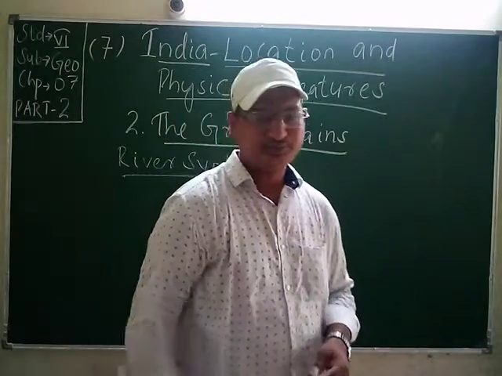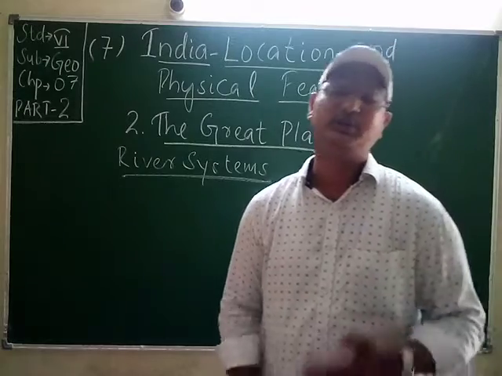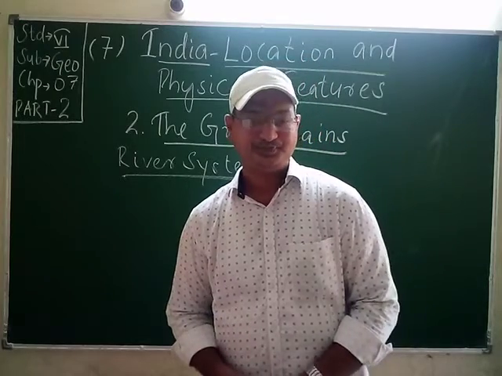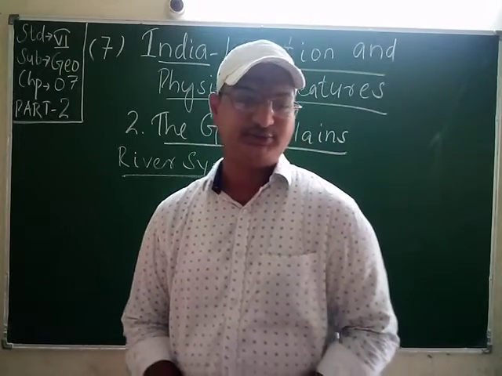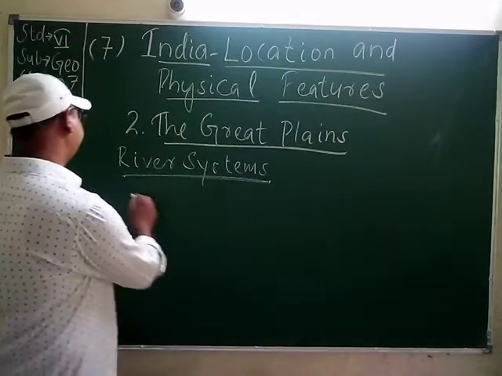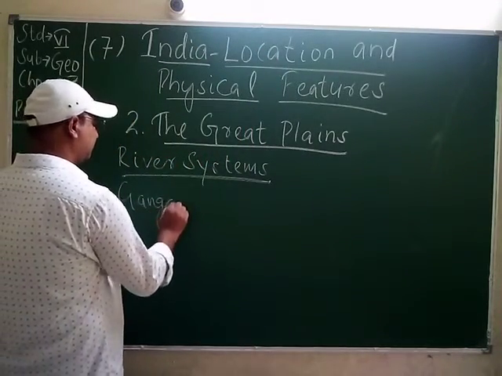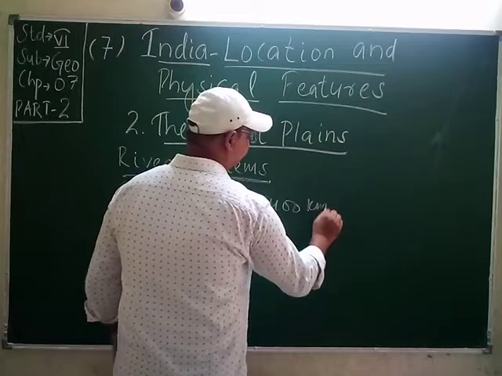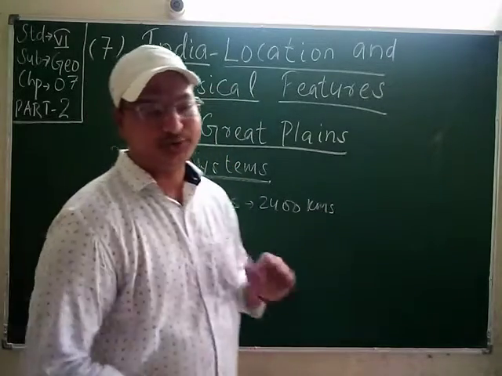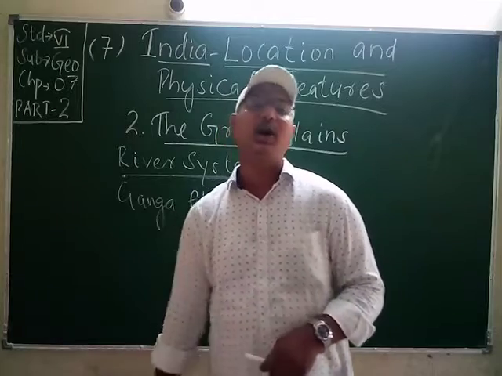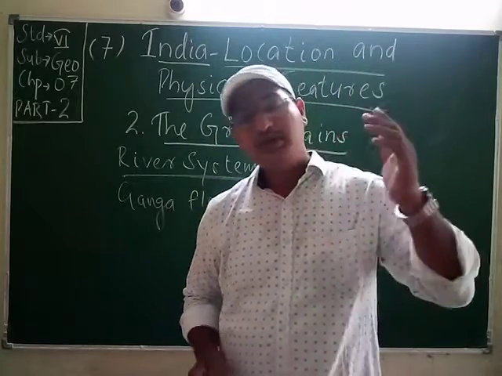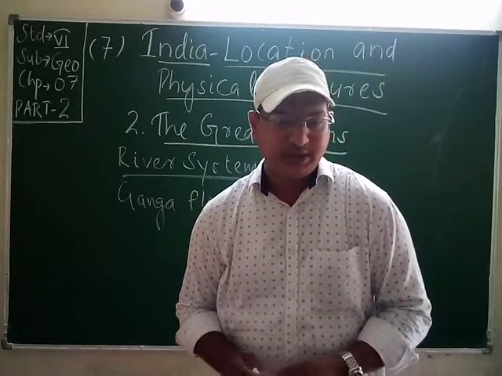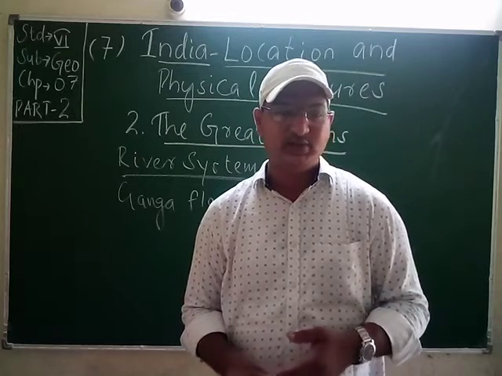Students, the Ganga starts from the Gangotri glacier in Uttarakhand. As I have told you, it flows southeastwards for nearly 2,400 kilometers. It is joined by the Brahmaputra near Dhaka in Bangladesh. Students, the river flows through Bangladesh and joins the Brahmaputra to form the largest delta in the world, that is called the Sundarbans.